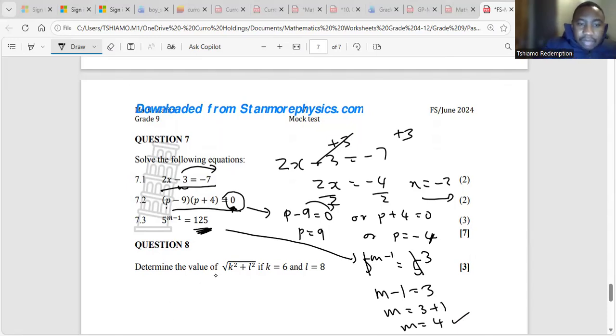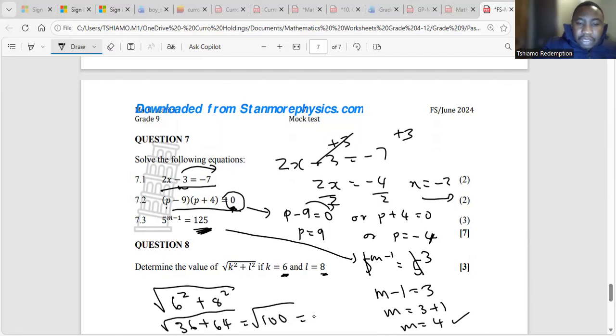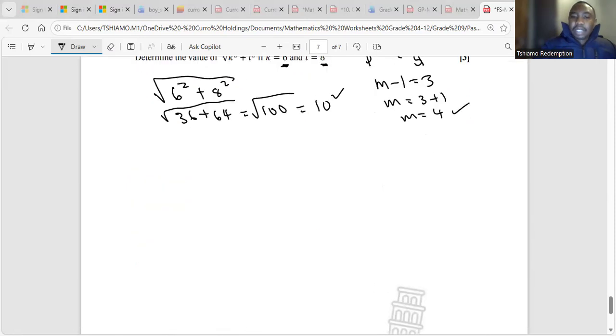And the last question, determine the value of this expression if k is 6 and L is 8. So meaning in the place of k, I'm going to substitute 6, and I'm substituting that one. Then I get how much? 36 plus 64, which should be 100. And then what is the square root of 100? It's 10.